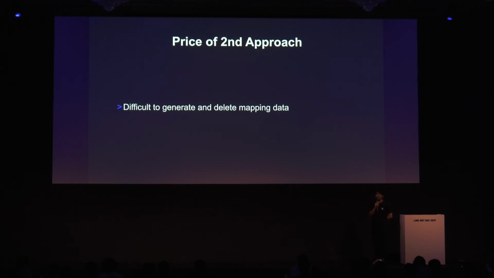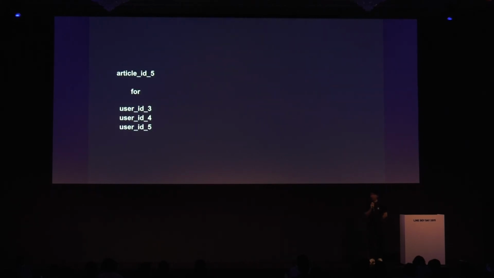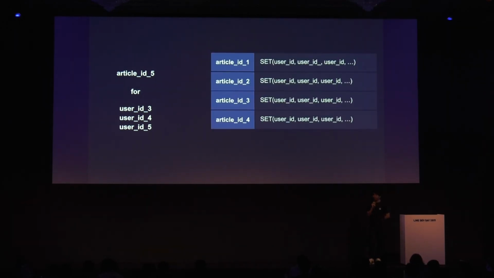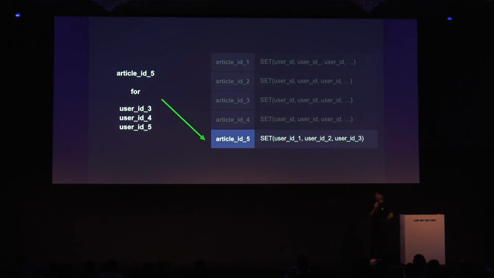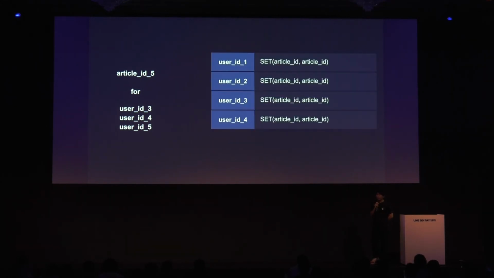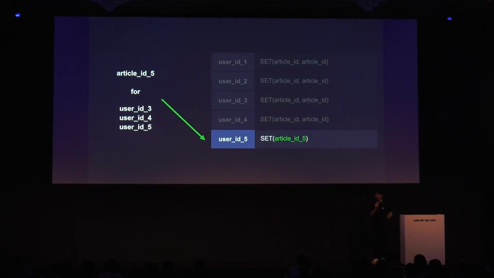First of all, some penalties. Mapping data generation and deletion have become a little difficult. For example, article ID for user ID 345. This is a setting you want. With the earlier format, this type of mapping data was already existent, and you would go for the setting on Redis, exactly like this. On the other hand, in the new mapping data format, for a newly added user ID, you can simply set it like this.